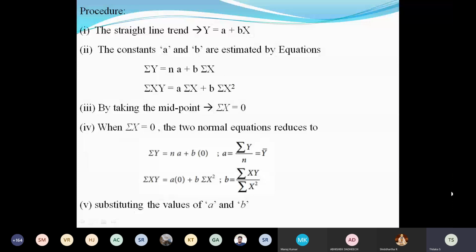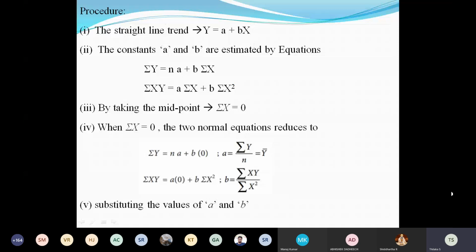So it starts from the middle of the year. If it is an odd number of years, the middle year gets the time period value of 0, and if it is an even number, the thing is slightly different. I'll explain it. So the midpoint has to be 0, that is, the time period starts from 0 at the midpoint. And when sigma x is equal to 0, in the above two formulas, sigma y is equal to Na, and in the place of sigma x, 0 will be there.